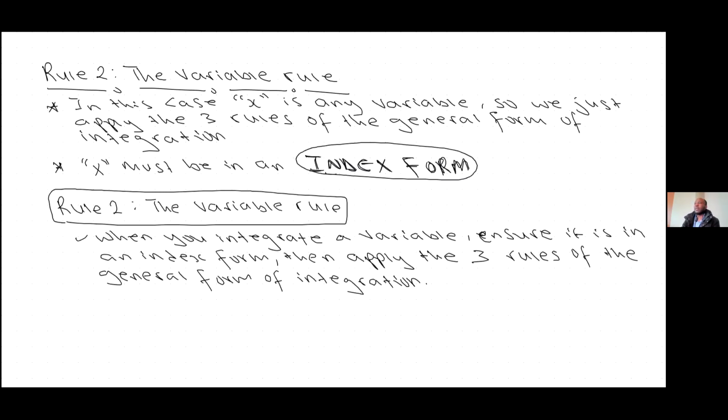Okay, so let's pick an example to explain this. Number 1, we're told to integrate x with respect to x. What would this be? It has to be in index form. It's a variable, so it's going to be in index form, and it's already in index form. It'll be x to the power 1 plus 1, divided by 1 plus 1, plus c, and that will give you x squared over 2 plus c, all right?